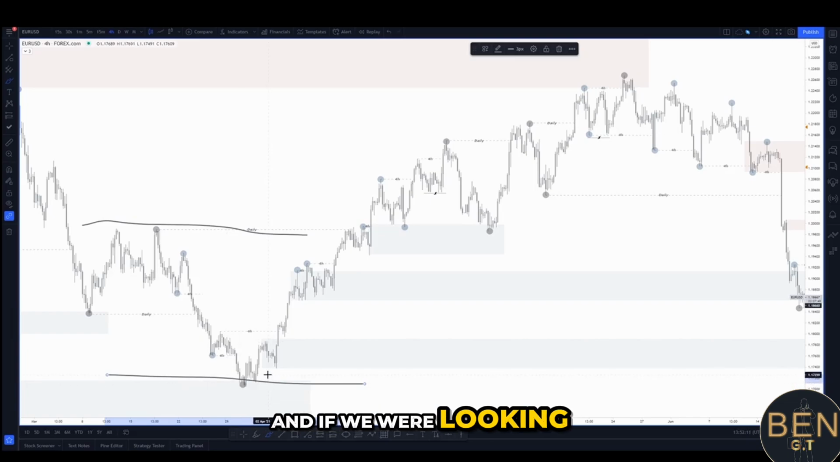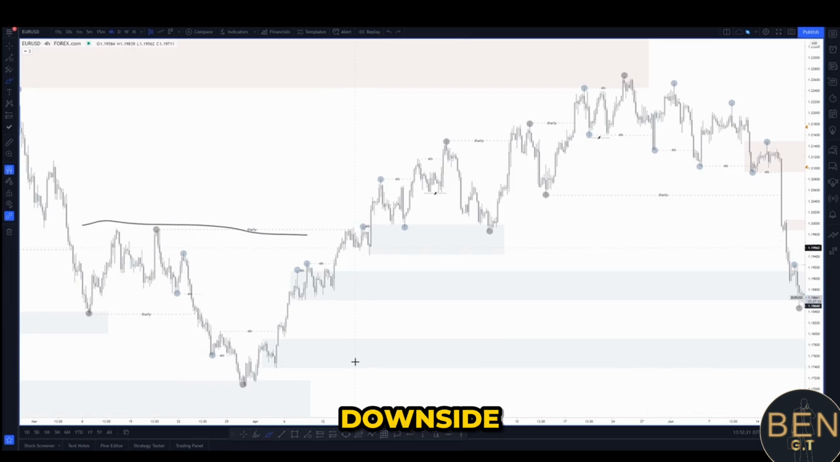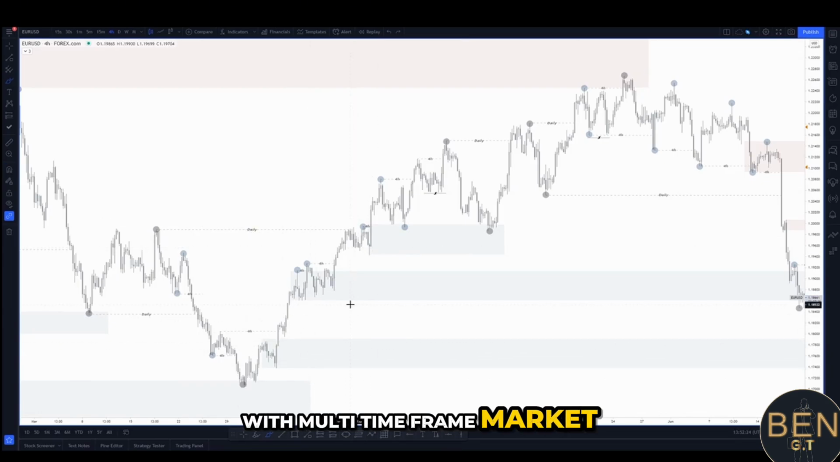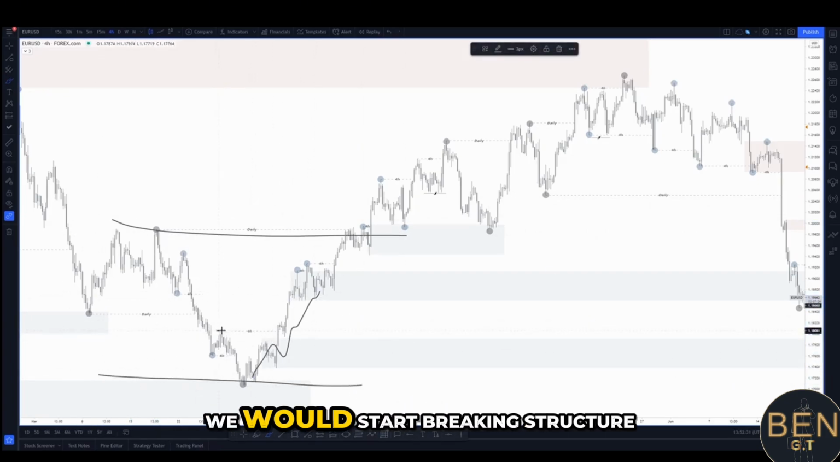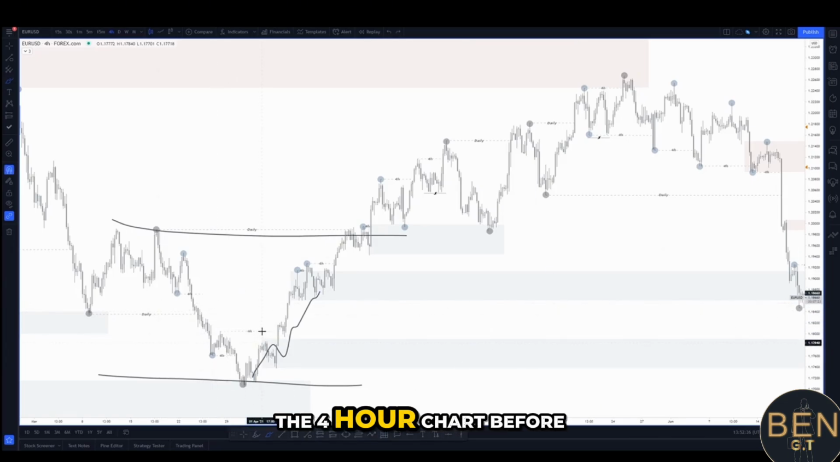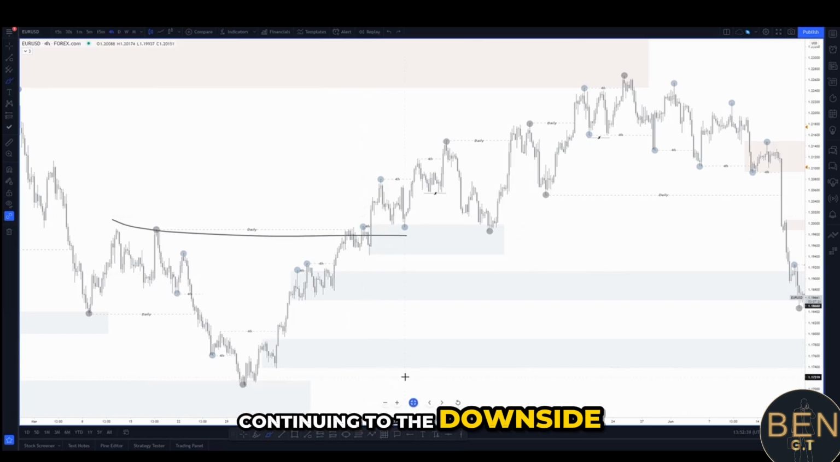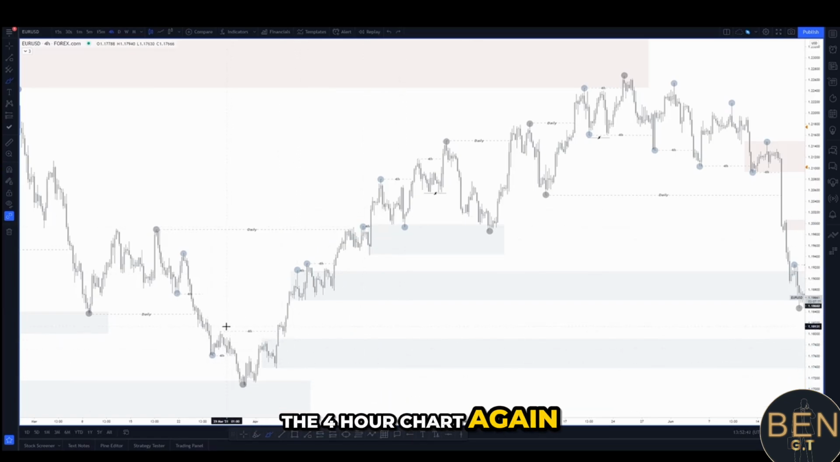And if we were looking for a continuation to put in a lower low once more, we'd be waiting for price to form some sort of lower high and then continue to the downside. And as we know with multi-time frame market structure, on the 4-hour, if the daily is to remain bearish within this overall range of price, if we were to move to the upside, we would start breaking structure to the upside, creating higher highs and higher lows on, say, the 4-hour chart before continuing to the downside. And what we can see on the 4-hour chart, again, is that we broke structure on this point here. We started to create an uptrend.